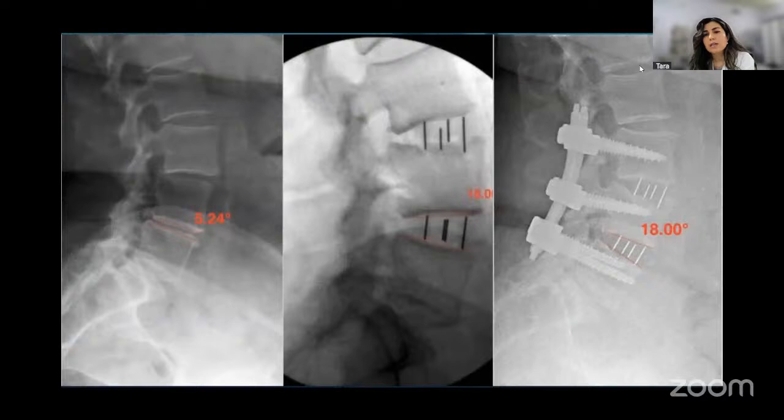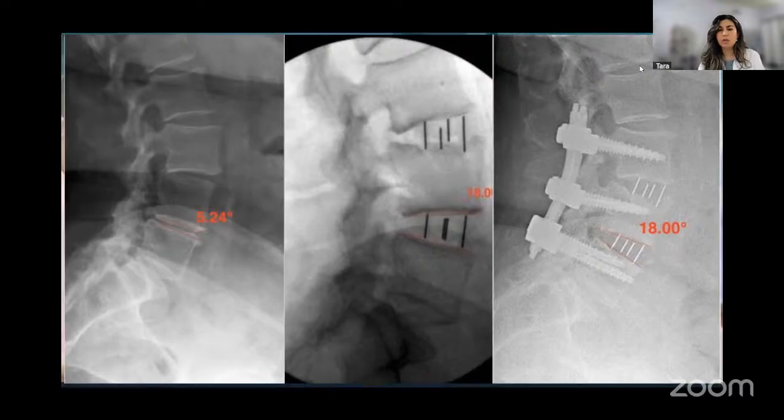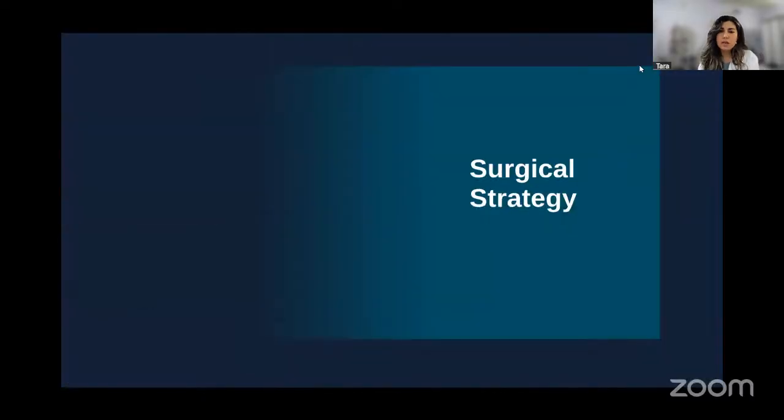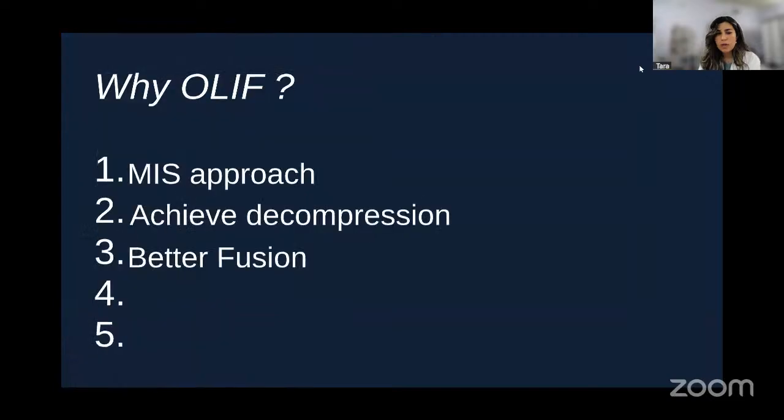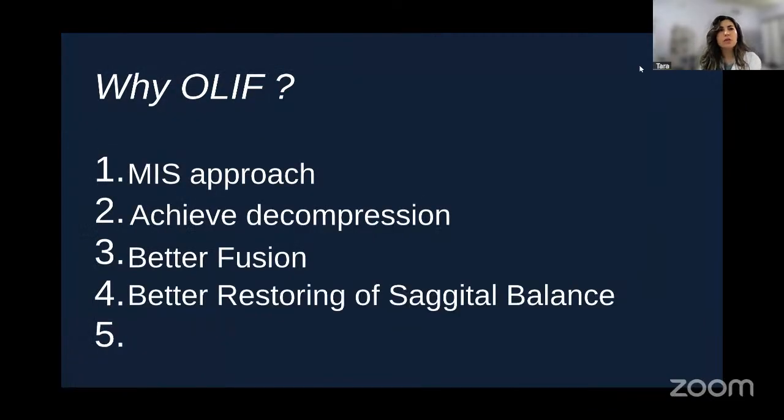And here I mentioned the hyperlordotic cases, because the maximum lordosis that you can achieve through PLIF or TLIF is about 8 degrees. While in the hyperlordotic cages of OLIF, you have many options that start from 7, 12, 18, even up to 20 to 24 degrees, which is a very high lordosis that cannot be achieved through PLIF or TLIF. So another reason is better restoring of the sagittal balance.